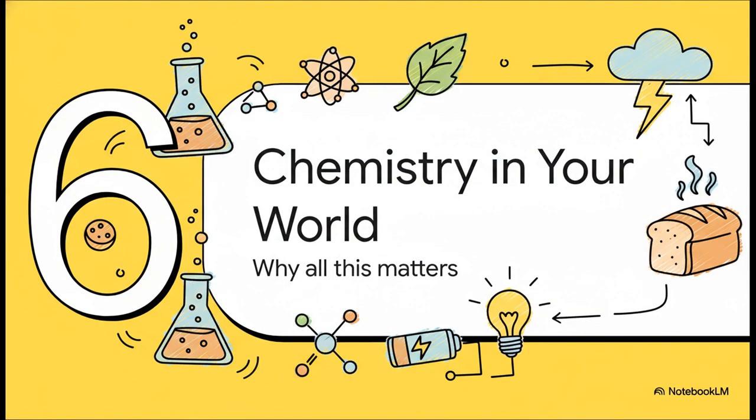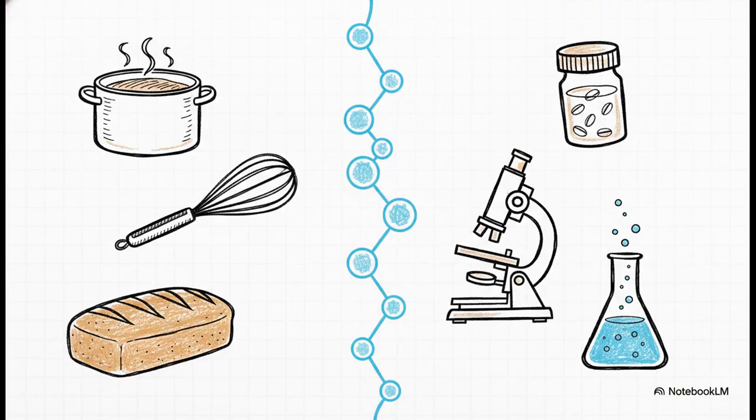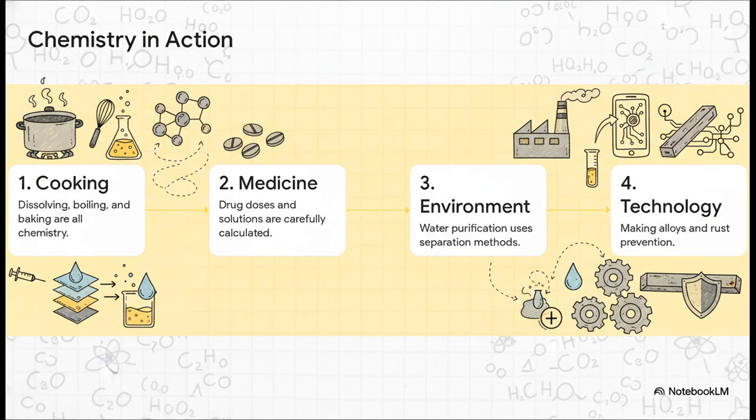Okay, we've gone from the very basics of matter all the way to chemical reactions. So now let's zoom back out and ask the most important question of all. Why does any of this actually matter in our day-to-day lives? The answer is pretty simple. It's everywhere. These fundamental rules aren't just for a science lab. They govern the world all around us, from the food we cook in our kitchen to the medicine that keeps us healthy. Just think about it for a second.